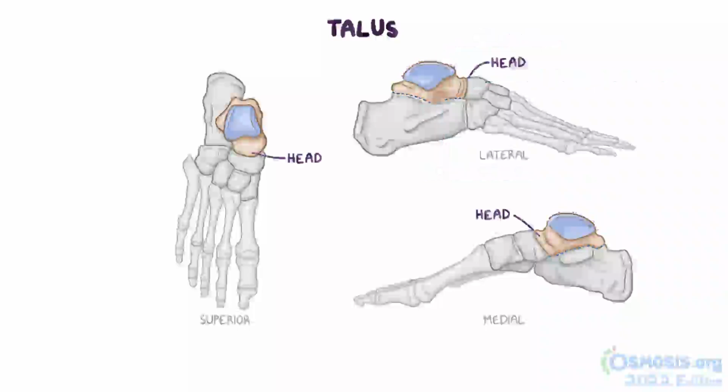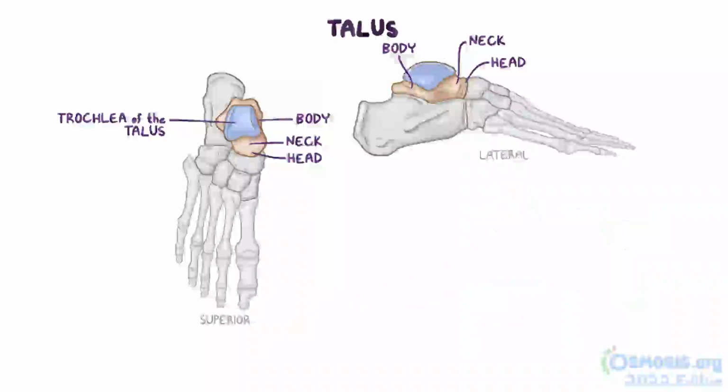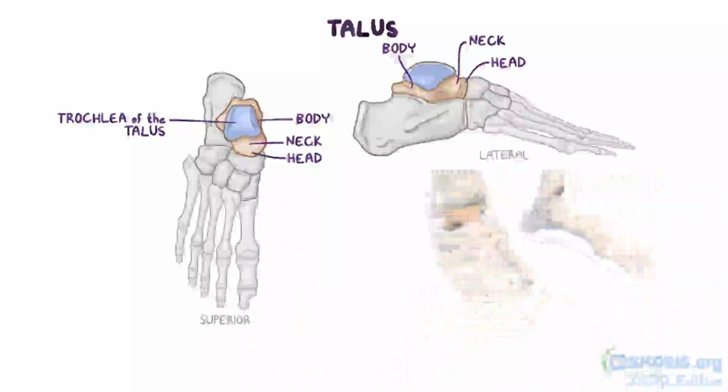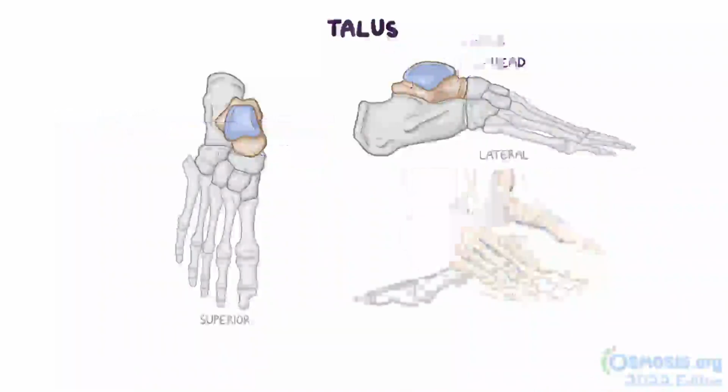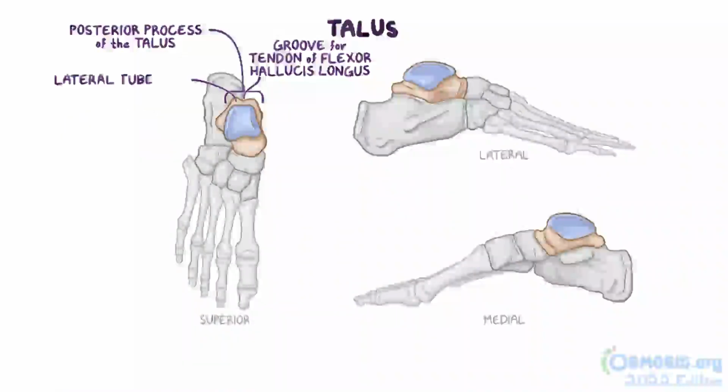Overall, it has a head that faces anteriorly, where it articulates with the navicular bone, and it also has a rough neck and a body, which is placed posteriorly. The superior surface of the body, or trochlea of the talus, is gripped medially and laterally by the 2 malleoli. Finally, the body of the talus narrows posteriorly and inferiorly and forms the posterior process of the talus. The process has a groove for the tendon of flexor hallucis longus, and is flanked by a prominent lateral tubercle and a less prominent medial tubercle.